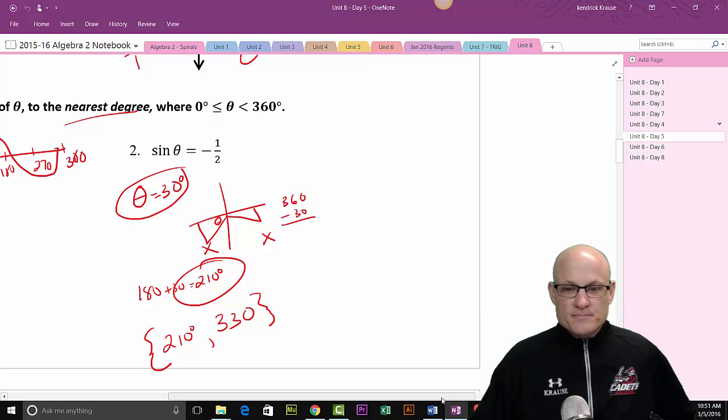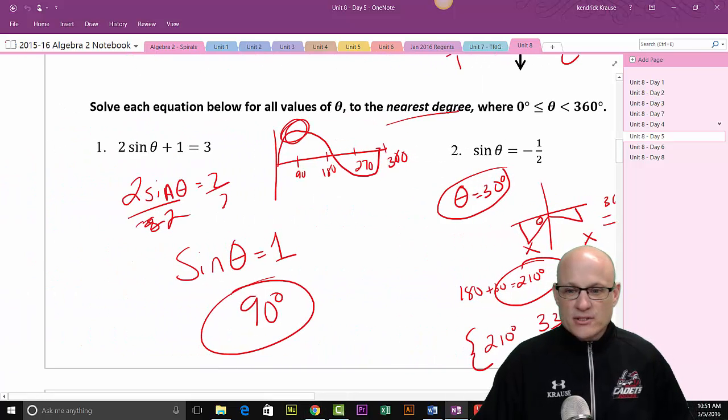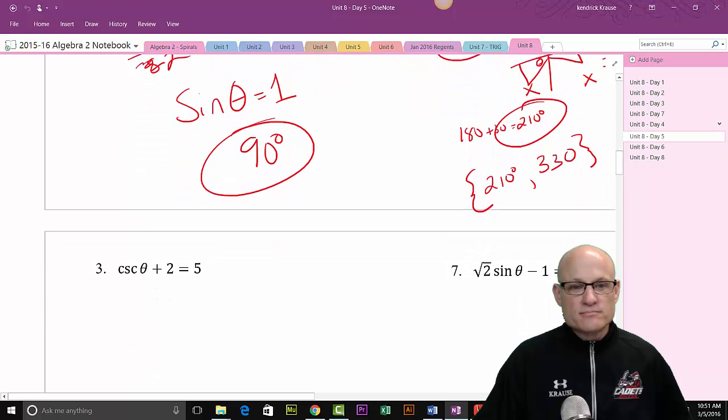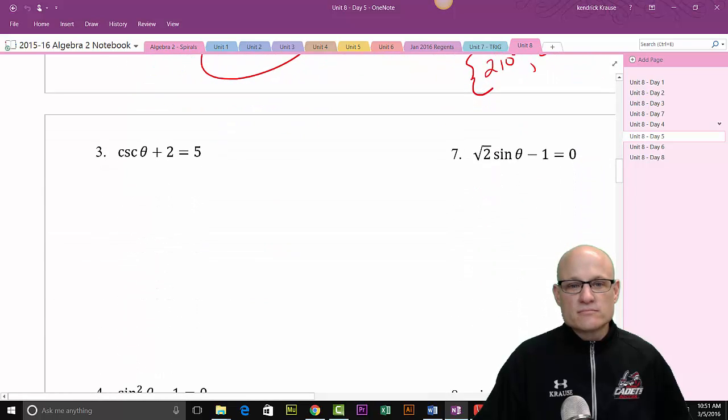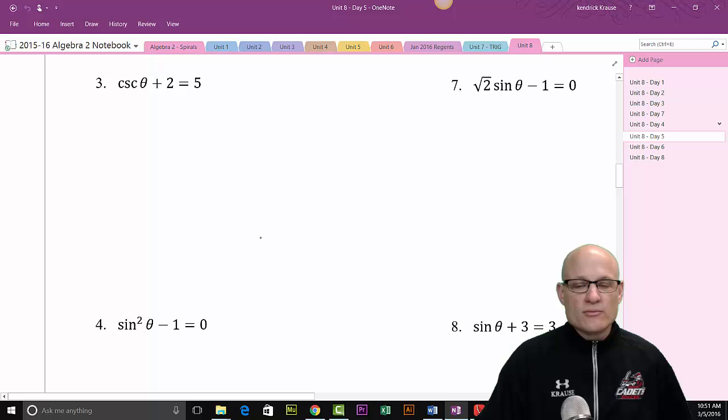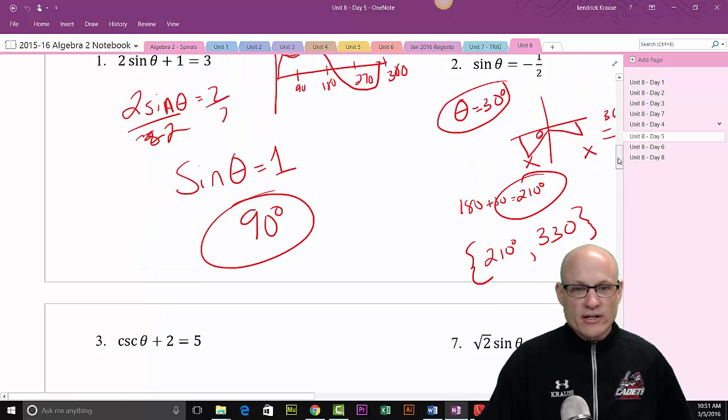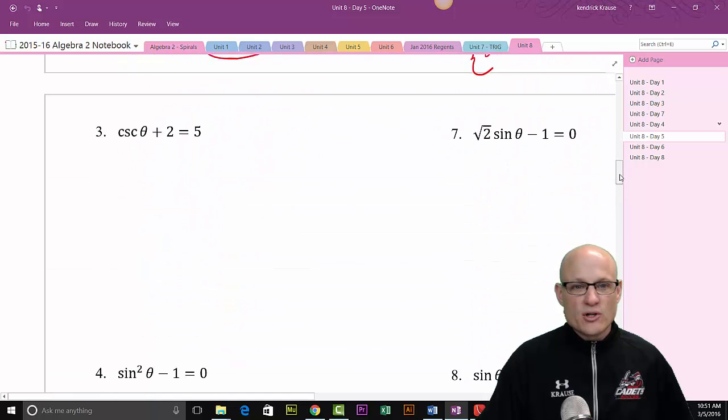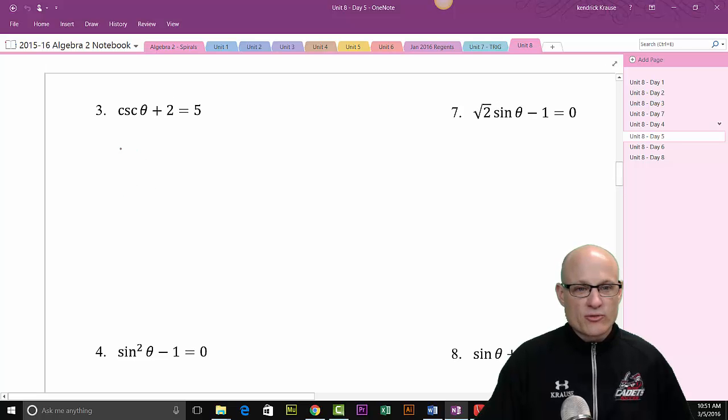All right, let's keep moving. We're going to do the odds. That way I don't have to go back and forth. So it says round to the nearest degree, right? So those are easy. Now we're going to get a little bit more tricky.